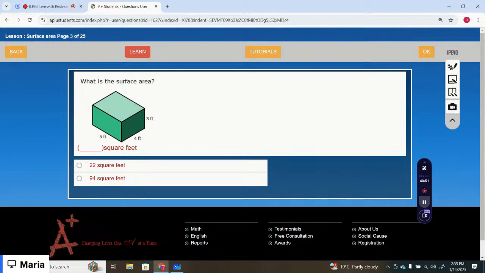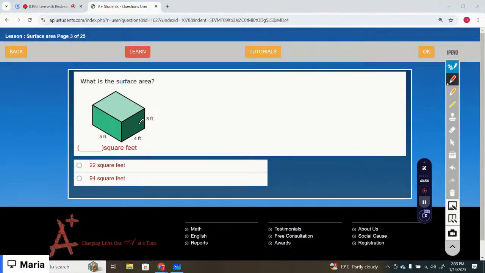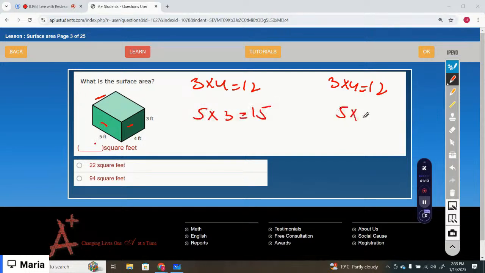What is the surface area? Again, you need to calculate the area of each face and then you have to add. Start from here. The area of this face is 3 times 4, that is 12. Same way on the other side, you have the same face. Now look at this face, 5 and 3. So that is 5 times 3 is 15. Same face on the other side, so that is 5 times 3 is 15.